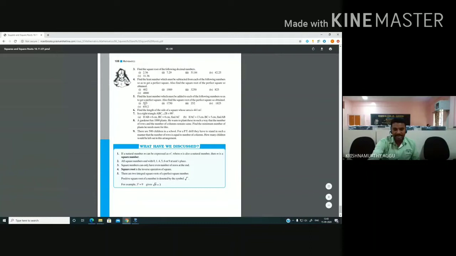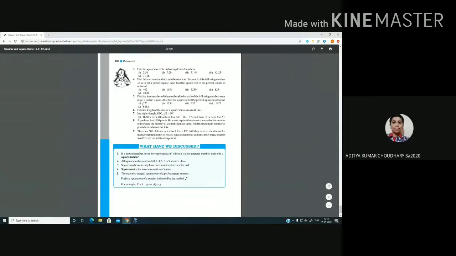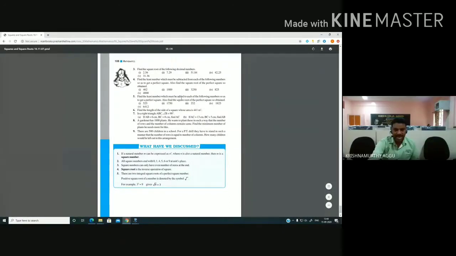So 525 is not a perfect square number. By adding one number to it, you are making 525 a perfect square number. Which number is to be added? That is what they are asking. After finding that number, also find the square root of the perfect square so obtained. Did you understand now? Find the least number which must be added to the given number.